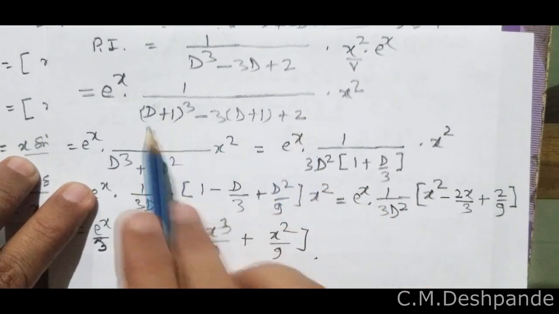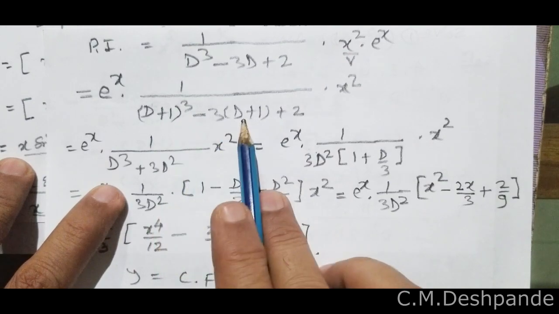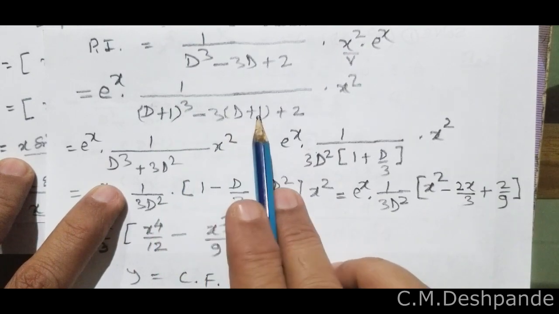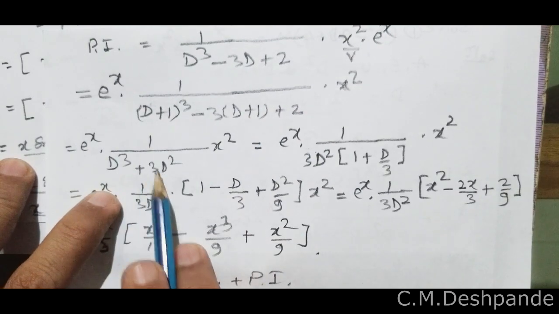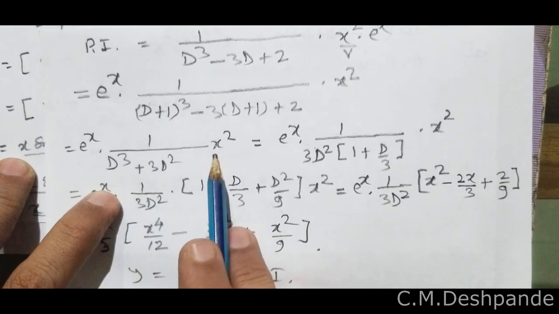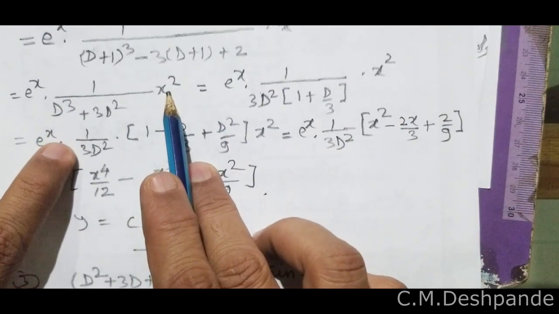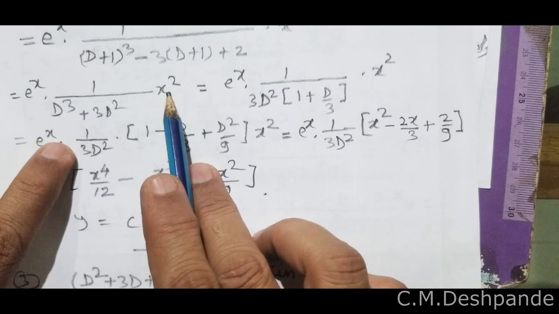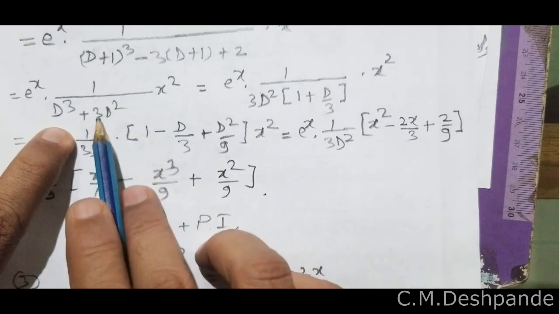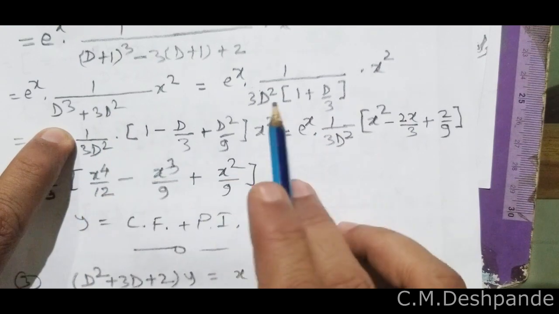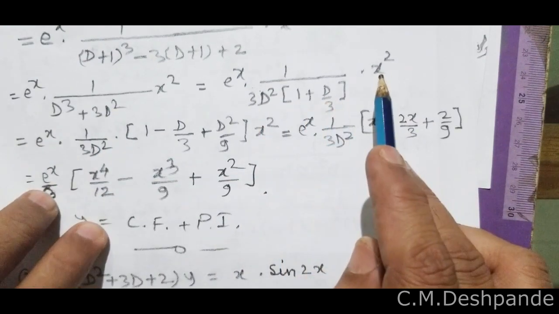Now this is simplified: whole cube of d plus 1, multiplied by 3 into d plus 1, and simplify, gives d cube plus 3d square. So 1 upon d cube plus 3d square operating on x square. To operate on algebraic polynomial now, apply shortcut method number 3. E raised to x as it is, and from denominator take 3d square compulsory common. So 3d square in bracket 1 plus d by 3 operating on x square.